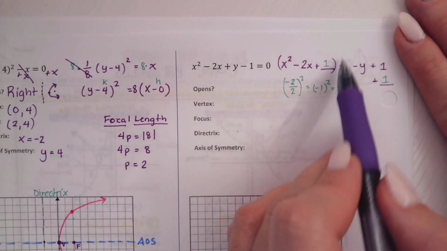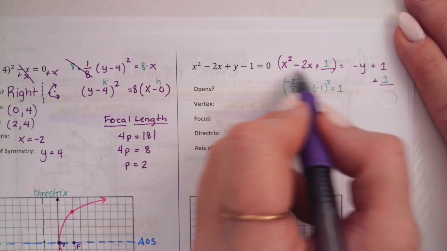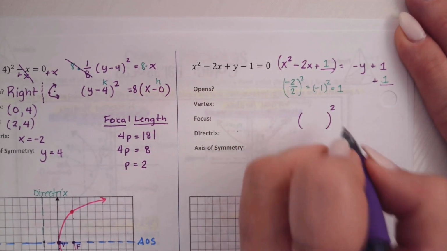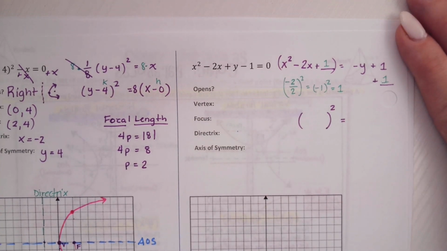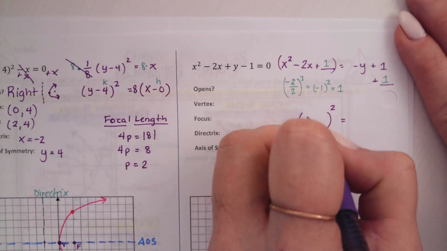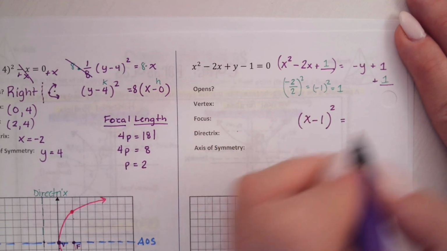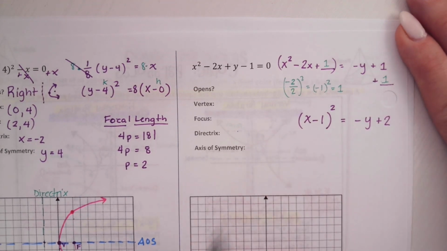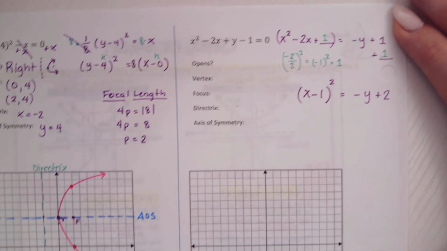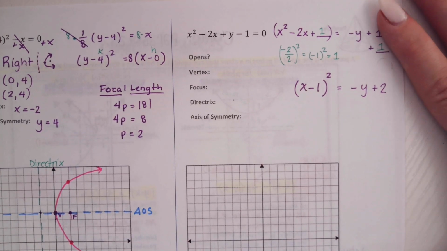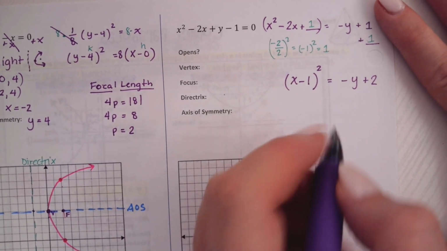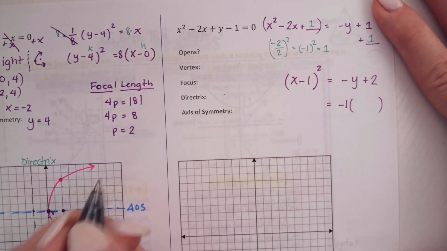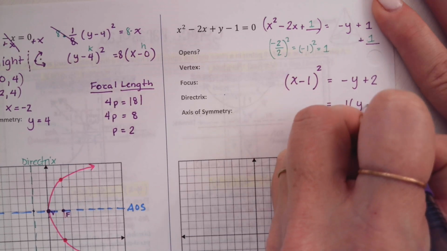So this parenthesis should be a perfect square now, which means it'll have 2 matching factors. And if it has 2 matching factors, then you can just write it as 1 factor squared. What is that 1 factor? X minus 1. And then the right-hand side is going to simplify to negative y plus 2. Now the right-hand side's not quite perfect yet because we do need to factor out the leading coefficient, which is basically just a negative 1 on this one. So if I take out that leading coefficient, that would leave me with a y minus 2.